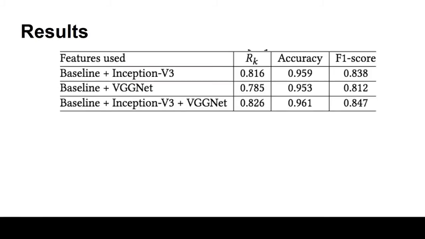And about what exact combinations of features we use, they are mentioned in this table over here. So we tried three different combinations of baseline plus Inception V3, baseline plus VGGNet, and all the features combined. And as we can see from the results that the best value is obtained by the combination of three features. We obtain an F1 score of about 85%.